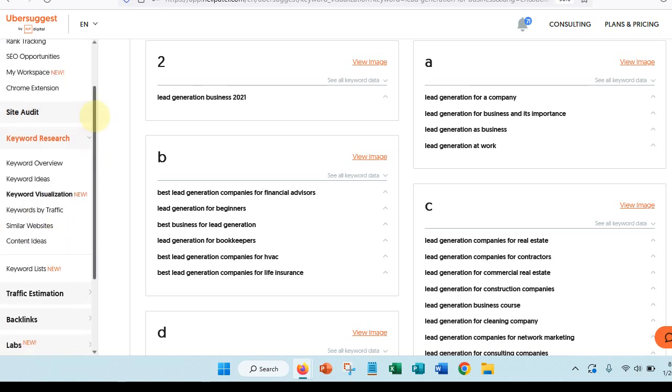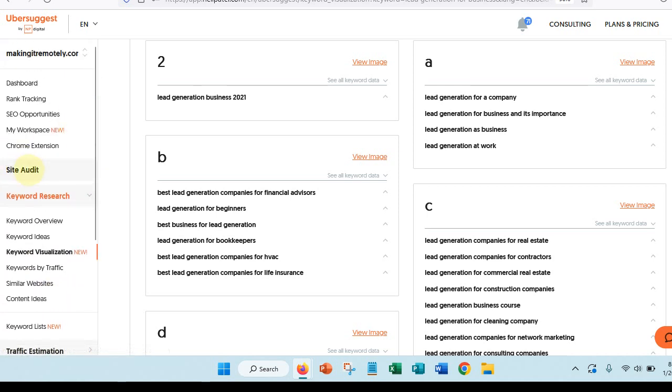And then there's also a site audit tool. That site audit tool is going to tell you things that you need to improve about your site, things that you can do to enhance your SEO. So it really walks you through SEO opportunities, rank tracking, and then there's a Chrome extension. So if you're out doing research on Chrome, you can use this tool to look up data about whatever you are looking for.